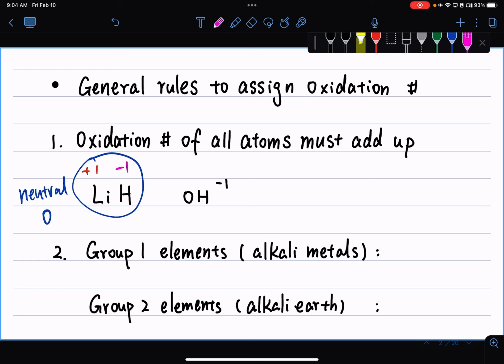Alternatively, you could also have a charged entire molecule. Well, this is not really a molecule, it's more or less a hydroxide anion. So in this case, the entire anion has a -1 charge. And here we have oxygen, so that's -2. And then hydrogen is +1. And that adds up to be -1. So the numbers must add up. If you have a neutral molecule, it adds up to 0. You have an anion with -1, it adds up to -1.